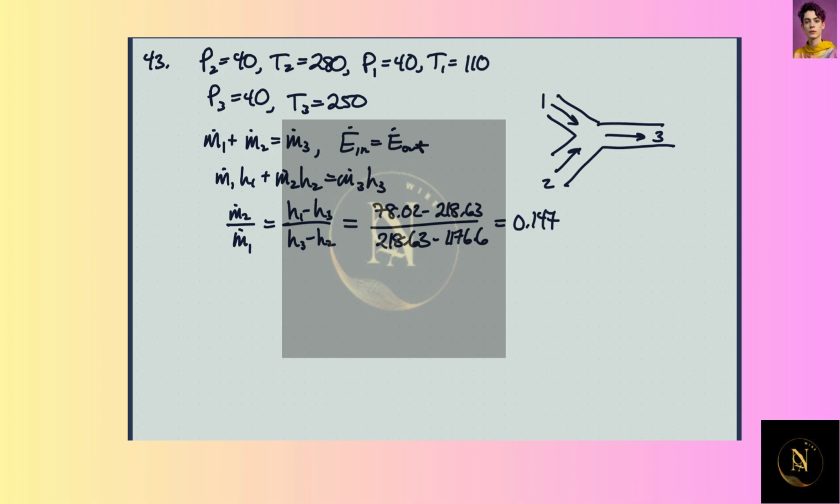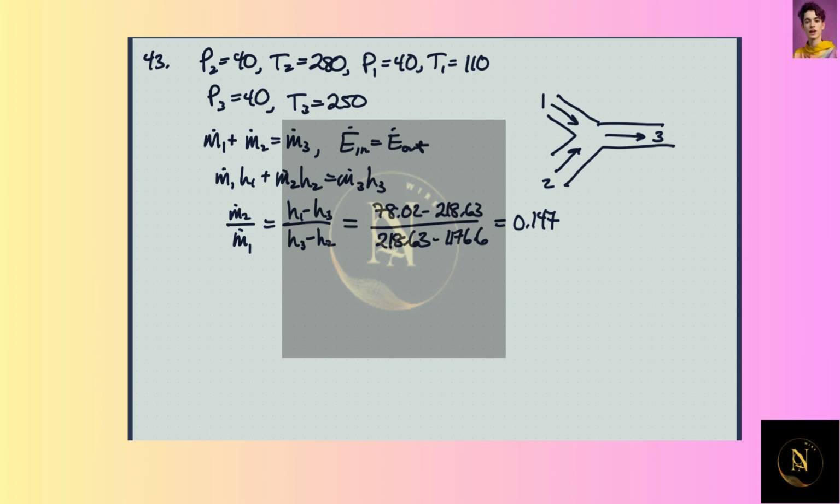Now we know m3 is m1 plus m2. We can plug that into there, and so that eliminates m3. And then we get a ratio. We can then get a ratio of m2 over m1, or m dot 2 over m dot 1. And that winds up being h1 minus h3, all divided by h3 minus h2.